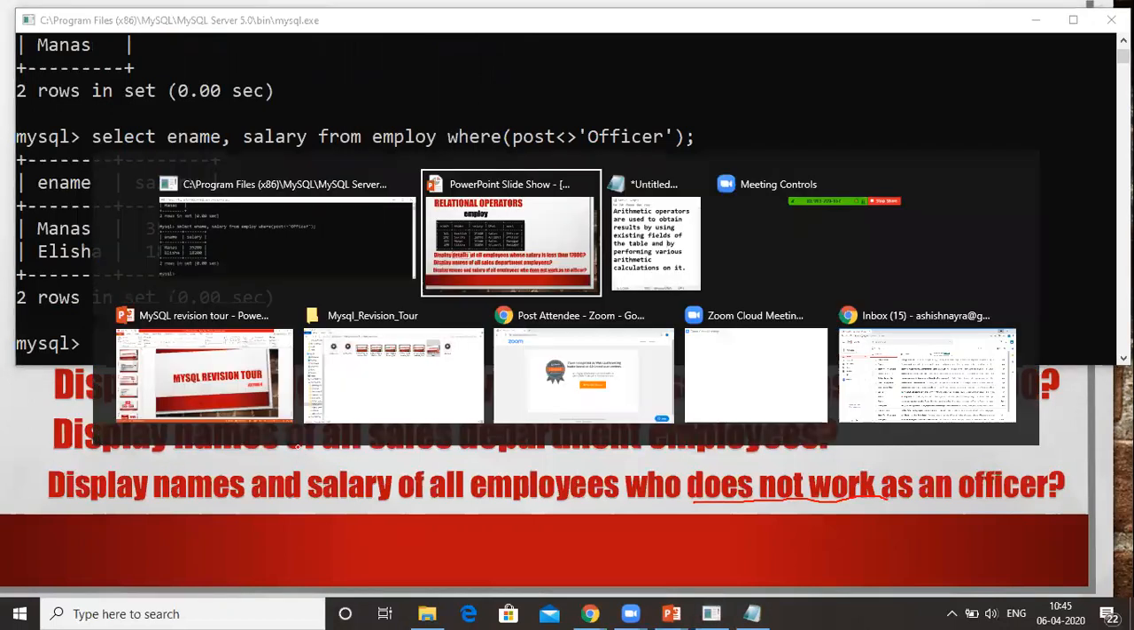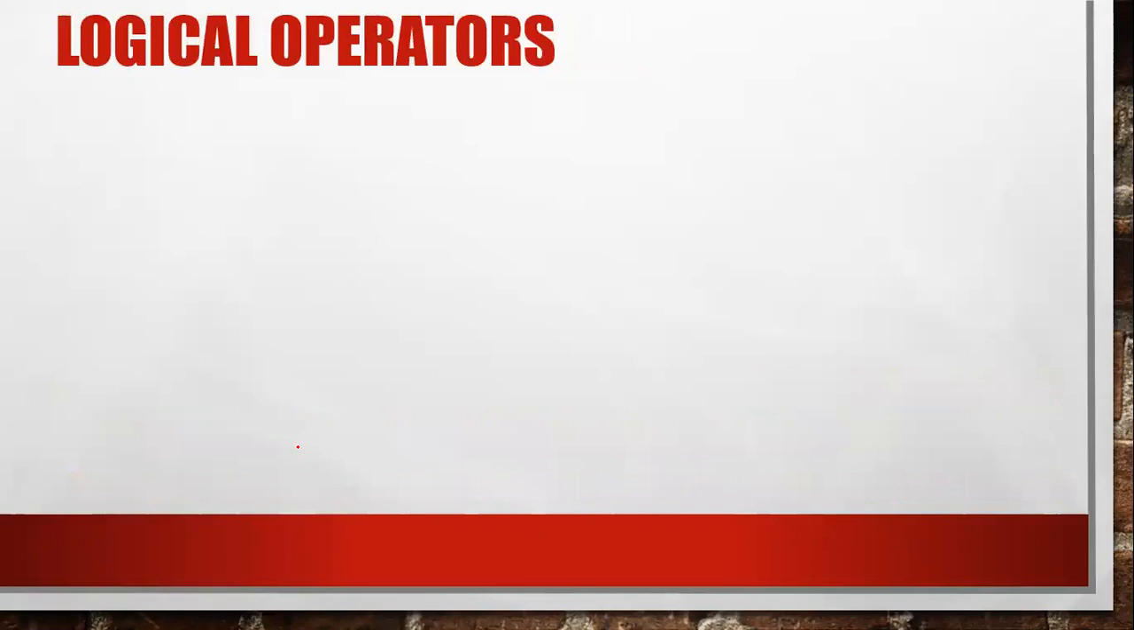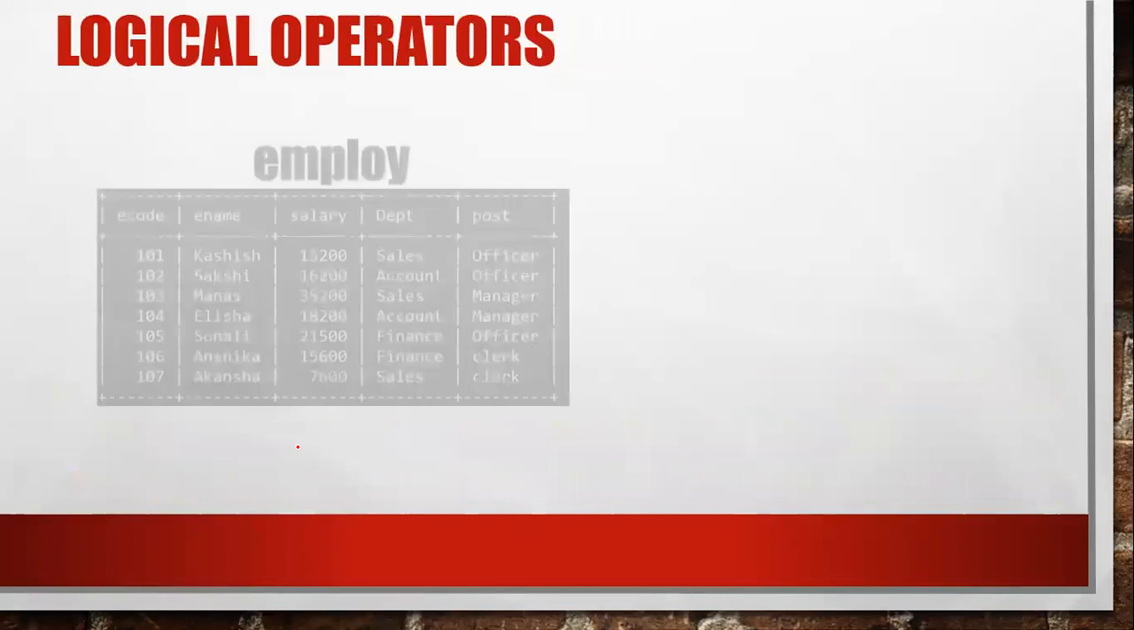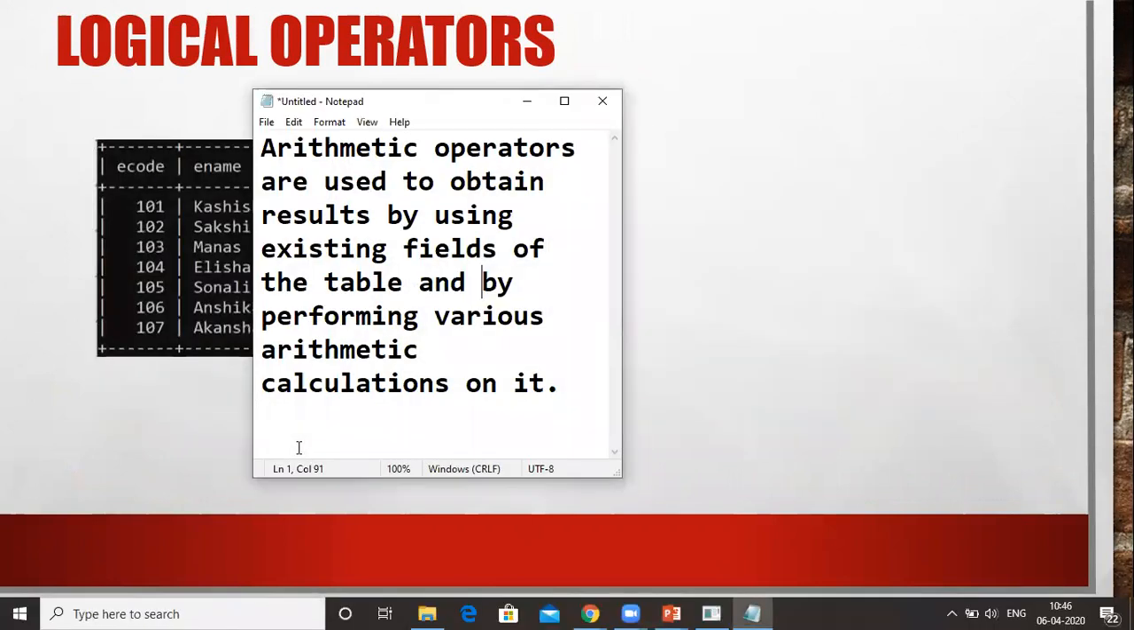Now after that we move to the next operator, that is logical operator. In logical operator we have 3 operators with us. One is the AND, second one is the OR, and third one is the NOT. Okay, so basically what is the purpose of these operators? Let me explain you.